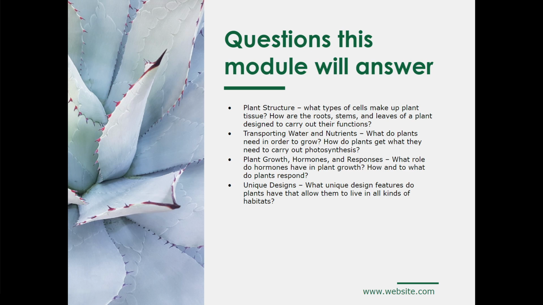Today we're going to look at Chapter 12 over plant structure and function. We're going to look at plant structure, the roots, the stems, the leaves, how plants transport water and nutrients, how they carry out photosynthesis, how they do what they need to in order to grow, what signals, hormones, or chemicals are released, and how plants respond to them. And we'll take a look at unique designs that plants have, some features that they utilize that allows them to live in multiple habitats.